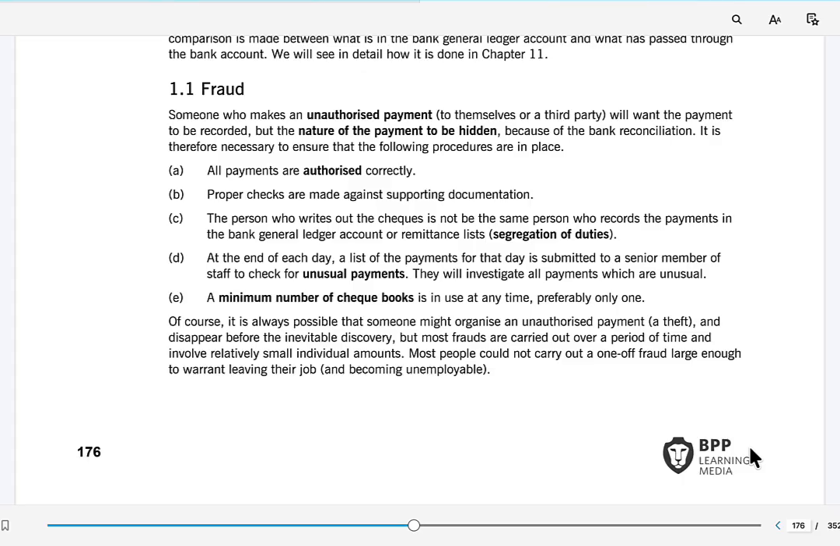In this chapter, the main fraud risk is an unauthorized payment. This means a payment that should not have been made. It was not approved properly. It was not real, or it was made to the wrong person on purpose.